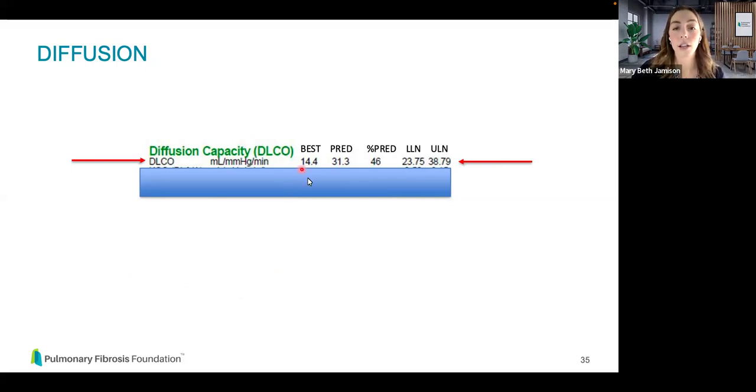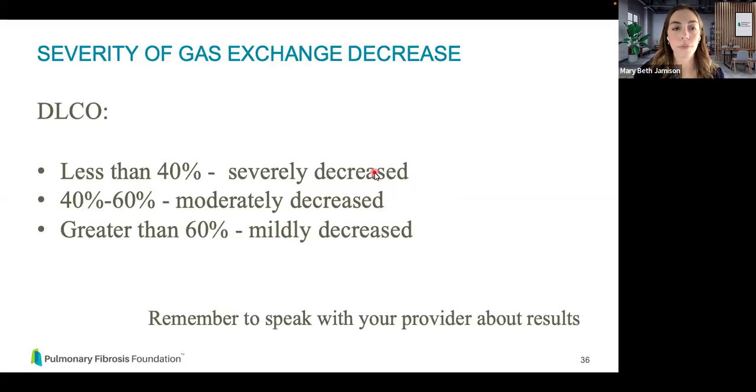And you can see this is what you did for that particular pulmonary function test. This is the predicted, your percentage of predicted, and we'll talk about what might be considered normal or decreased. And then you have your upper and lower limit of normal. So for this particular one, the lower limit of normal is 23, and they were able to get 14. That was their diffusion number. So it's decreased, definitely decreased, and that's 46%, versus where we said around maybe 70 would be a little more normal.